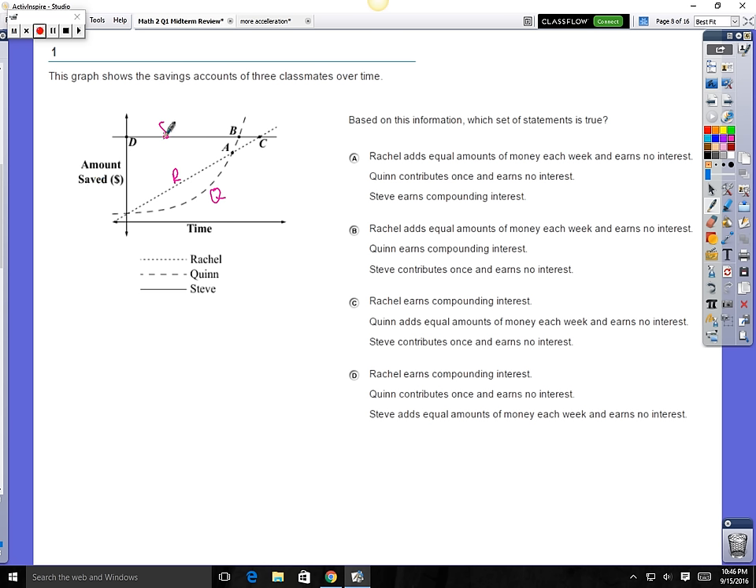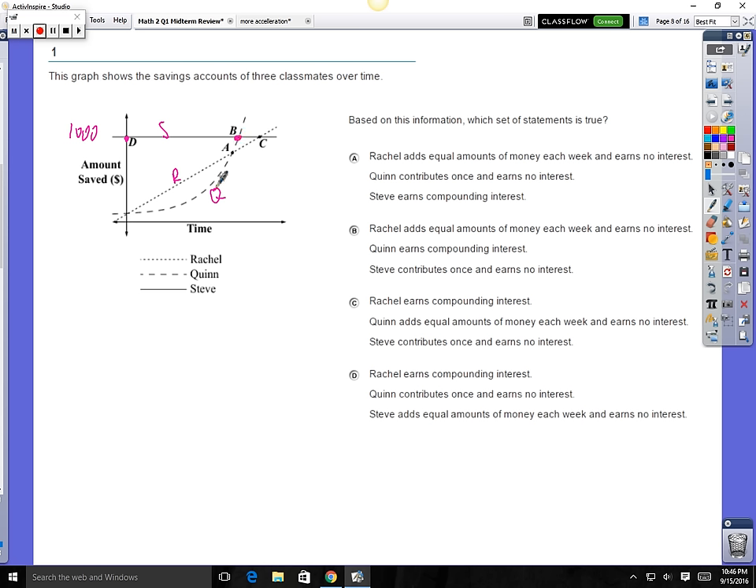So Steve, whatever number this is, you could say this is $1,000. Steve starts with 1,000 and he ends with 1,000. He never has more or less than 1,000. So Steve's money's not growing, it's not shrinking. So 1,000. Here is 1,000.